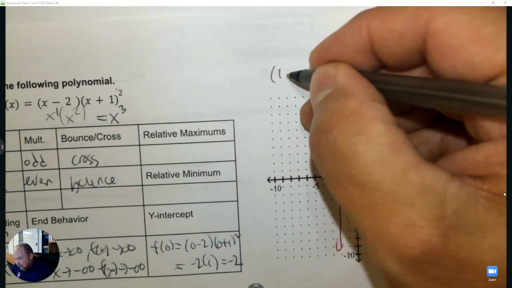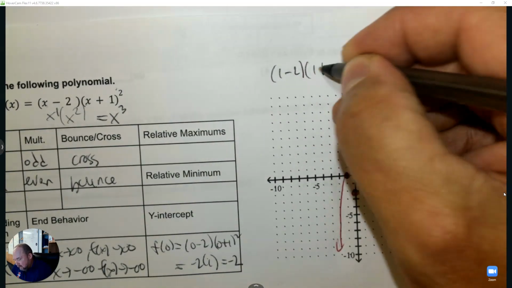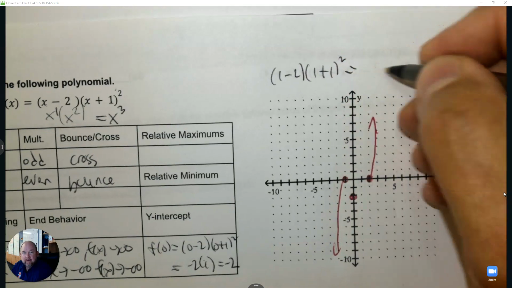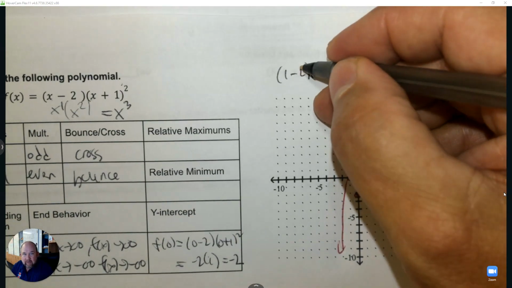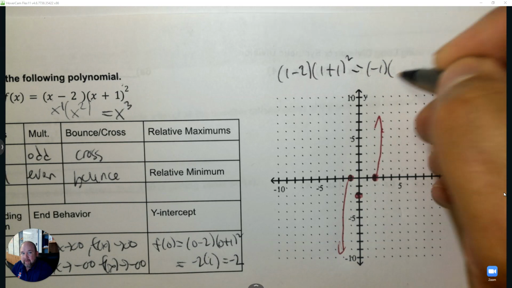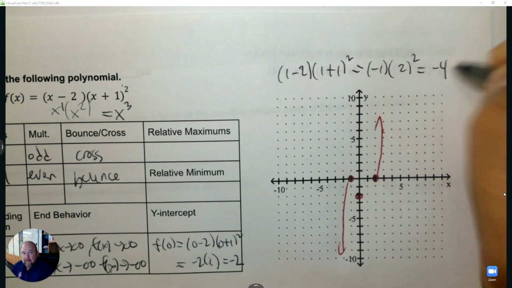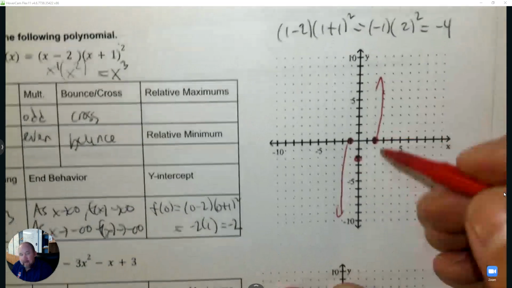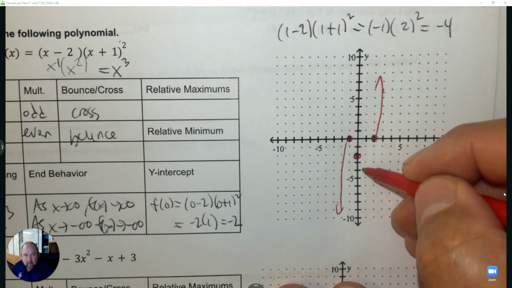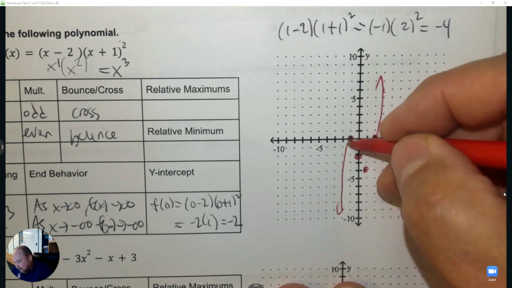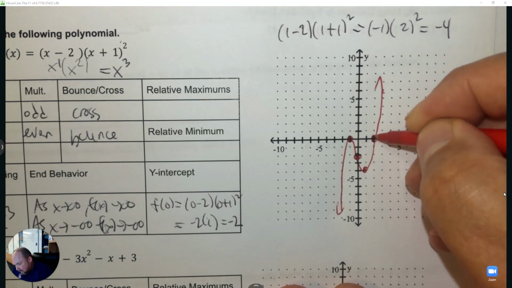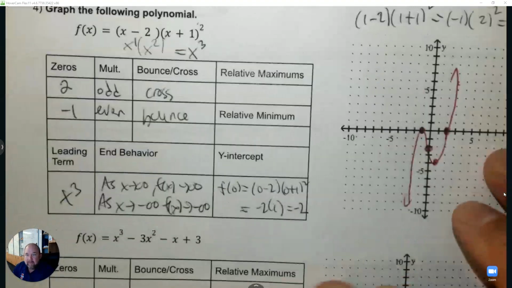So again, I have to do this the old-fashioned way because it's factored. So plug in a 1 for x and solve it. So that's -1. 1 plus 1 is 2. And square it. So altogether that gives me -4. So at 1 is -4. And then connect this together. And the graph is finished there.